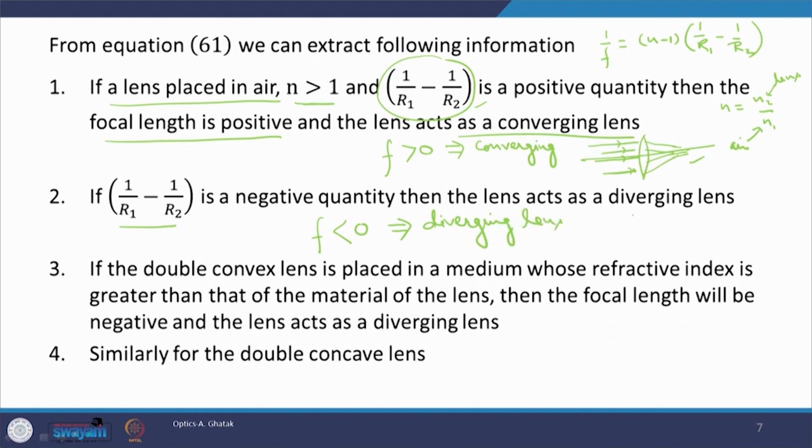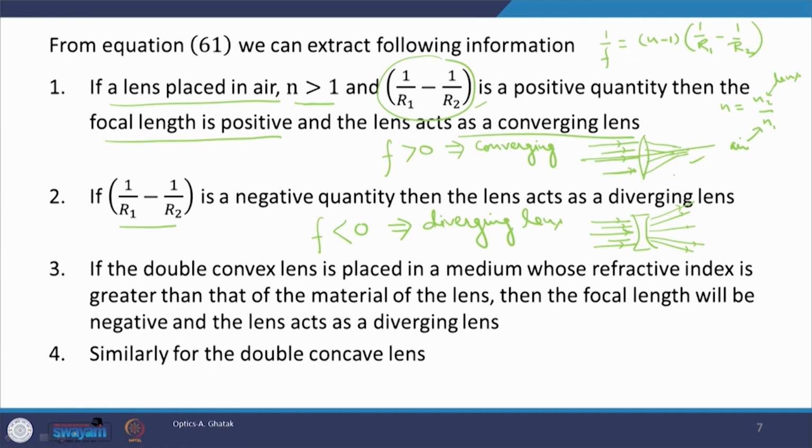Okay, what is a diverging lens? If you launch a parallel beam of light, then what will happen? These rays will diverge away. They will not converge to a point on the lens axis. These rays will spread away, and the lens which does so is called a diverging lens.